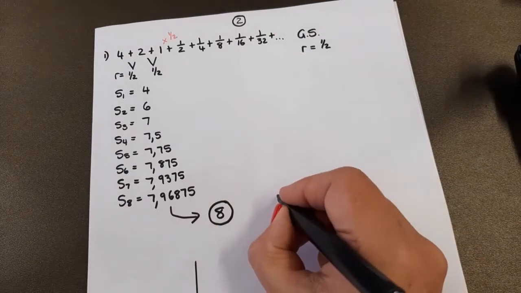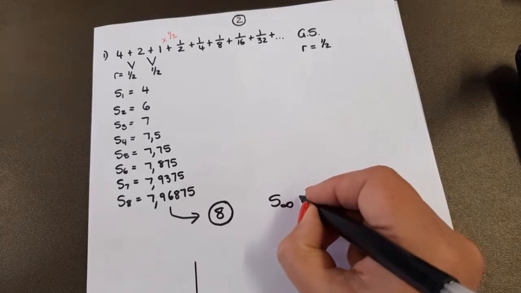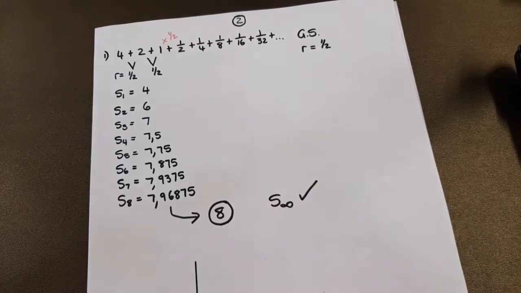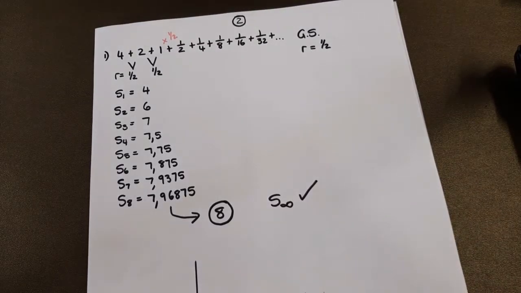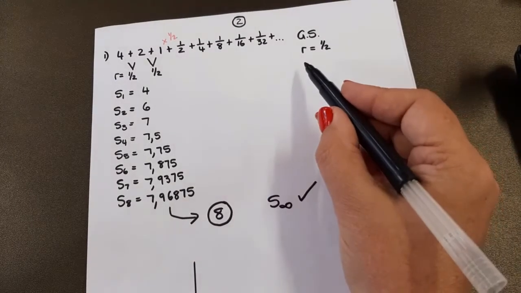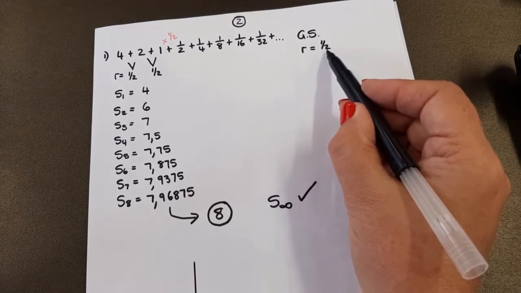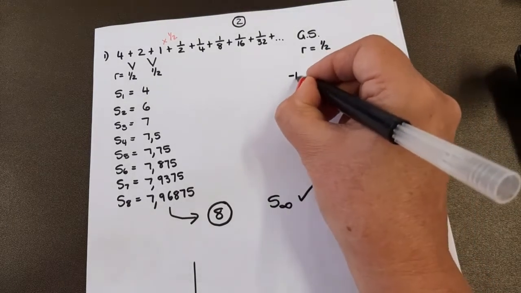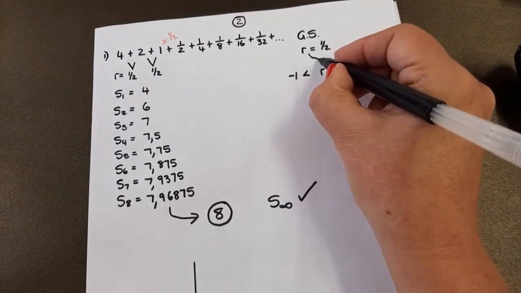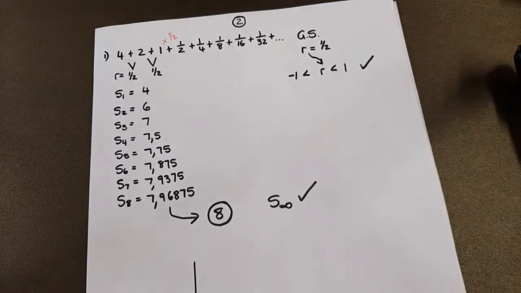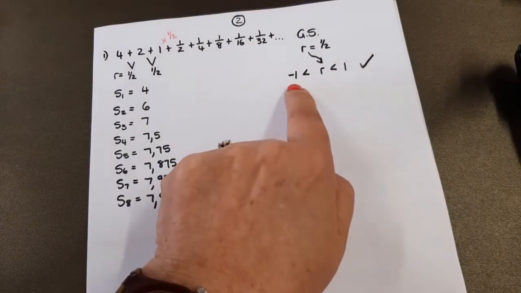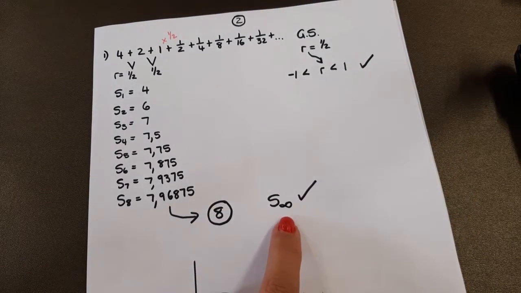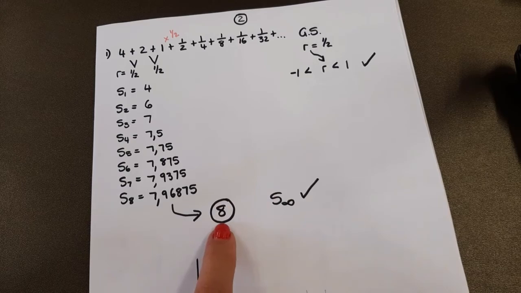And therefore, the sum of an infinite number of terms definitely exists. Why can we say that? We look at r. r is a fraction, and r lies between 1 and -1. And because r lies between those two values, the sum of infinity definitely exists and we get an answer.